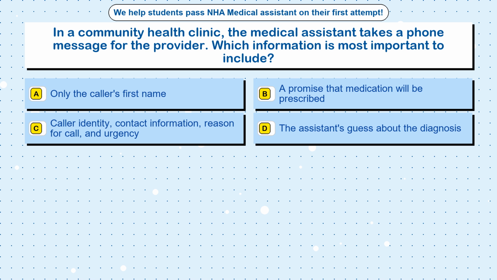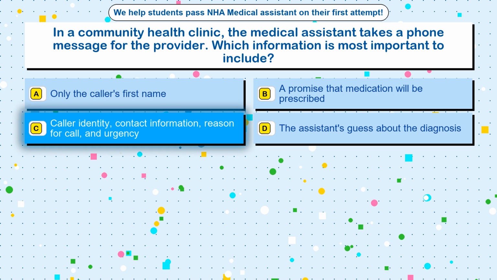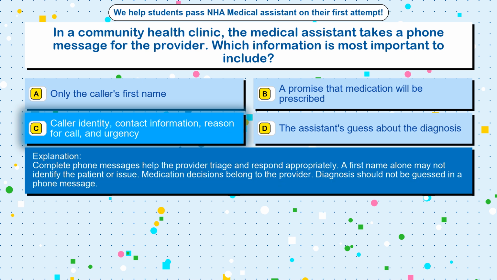Option D, the assistant's guess about the diagnosis. The correct answer is option C, caller identity, contact information, reason for call, and urgency. Complete phone messages help the provider triage and respond appropriately. A first name alone may not identify the patient or issue. Medication decisions belong to the provider. Diagnosis should not be guessed in a phone message.